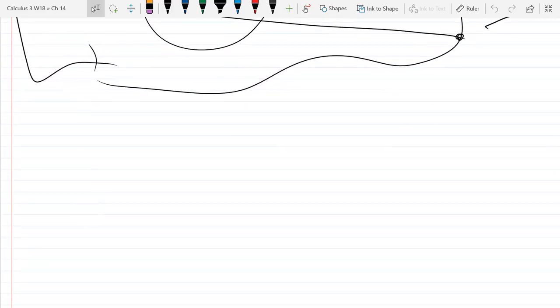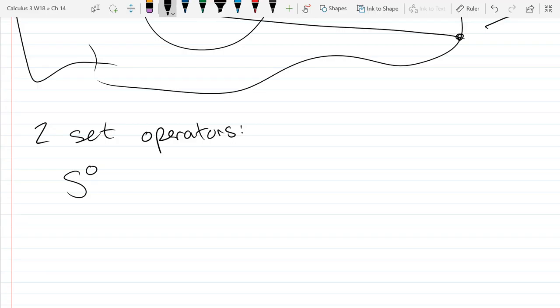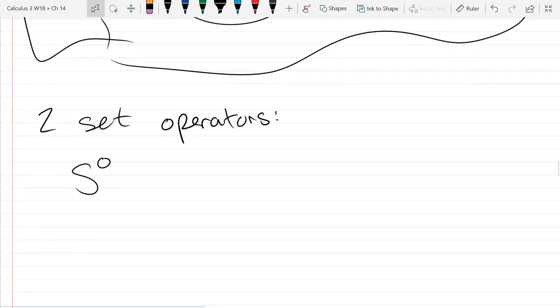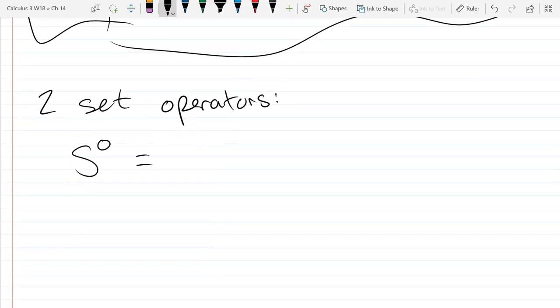So there are two operators we can use. The first one is the interior operator. Interior looks like a zero power. I didn't make the notation up, it's just how it is. I think maybe a capital I would be a better choice, but S with a zero is the interior, only the interior points of S.